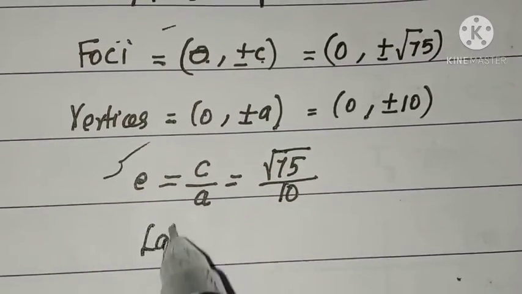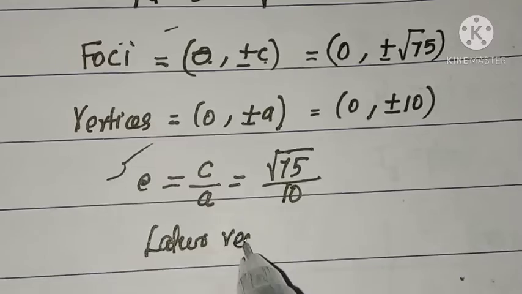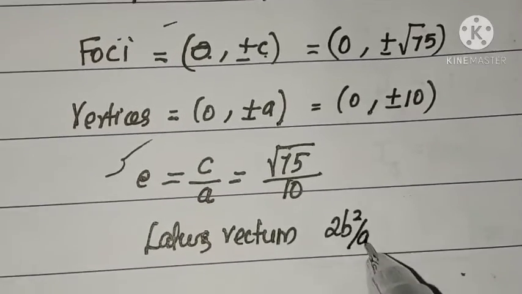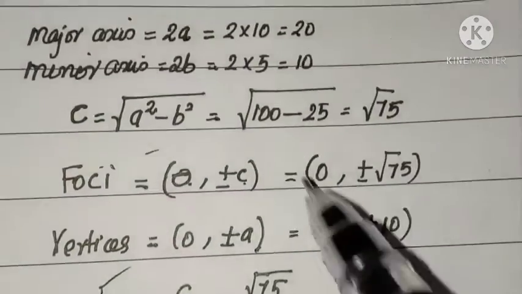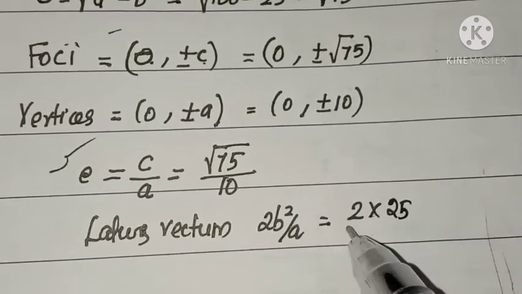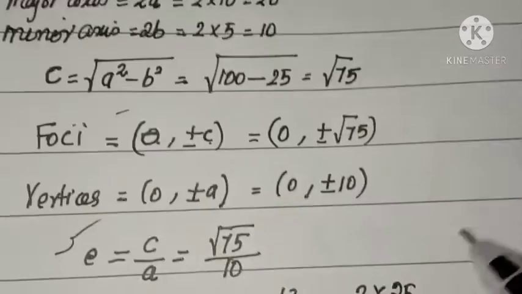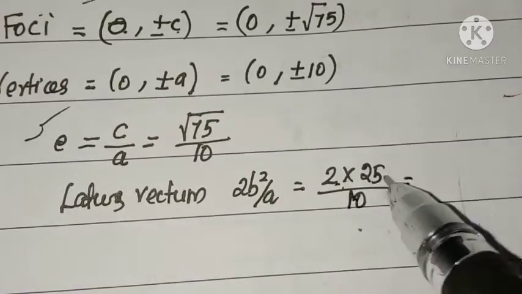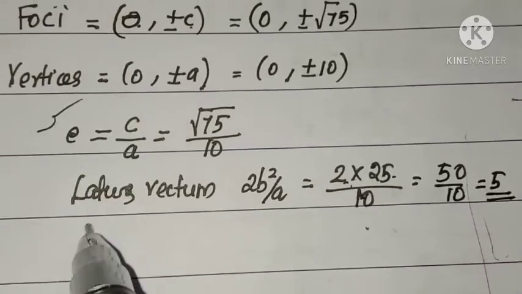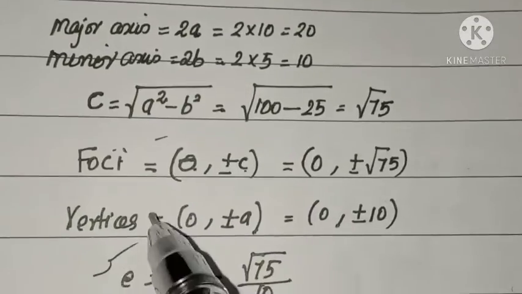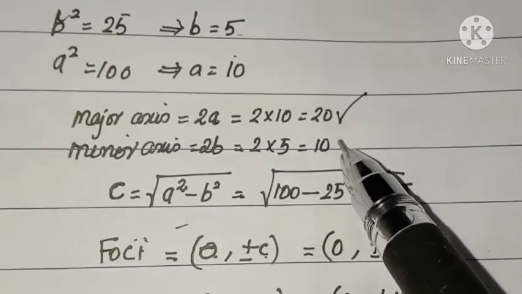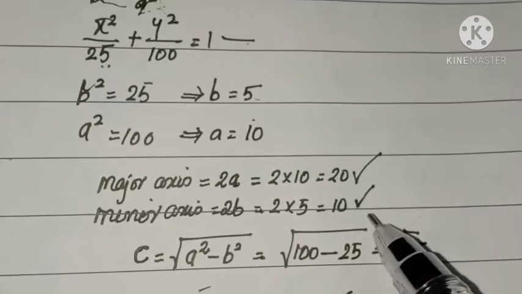Now the latus rectum is obtained using 2b²/a. That is 2 × 25/a, and a = 10. 2 × 25 = 50, and 50/10 = 5. So we have found the foci, vertices, eccentricity, latus rectum, length of major axis and length of minor axis.